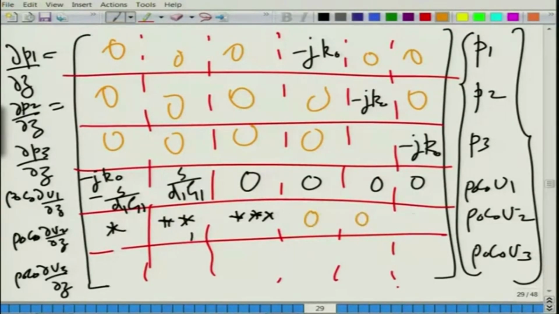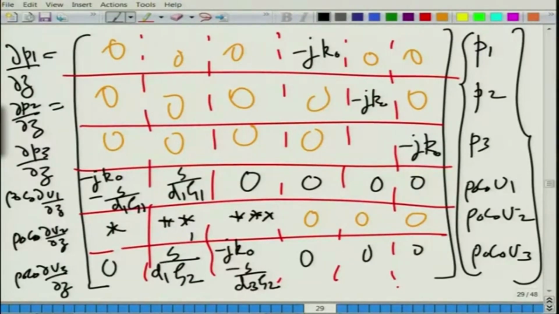So, 0 0 0. Now, the entries pertaining to the continuity equation in the third duct or the second perforated pipe, that is your outlet pipe. Okay. So, here you will get 4 times d1 by theta 2, okay, and here it will be minus j k naught and minus j k naught and minus 4 by d3 zeta 2. So, and everywhere else will be 0 0 and 0.